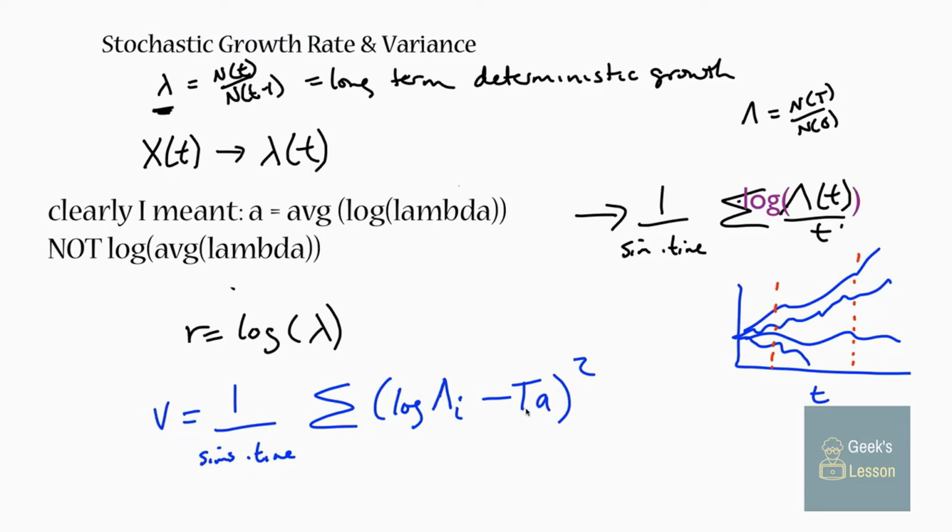So if all of my simulations give me exactly the same trajectory, this number, the average growth rate times the simulation length, should be the same as the total growth in each individual simulation. So if there was no variance in between these trajectories, this number would be zeros.